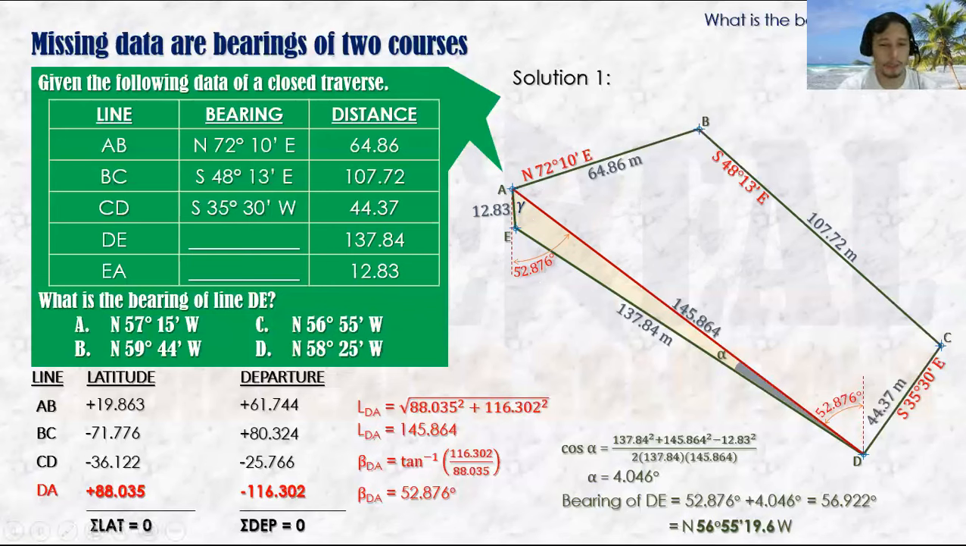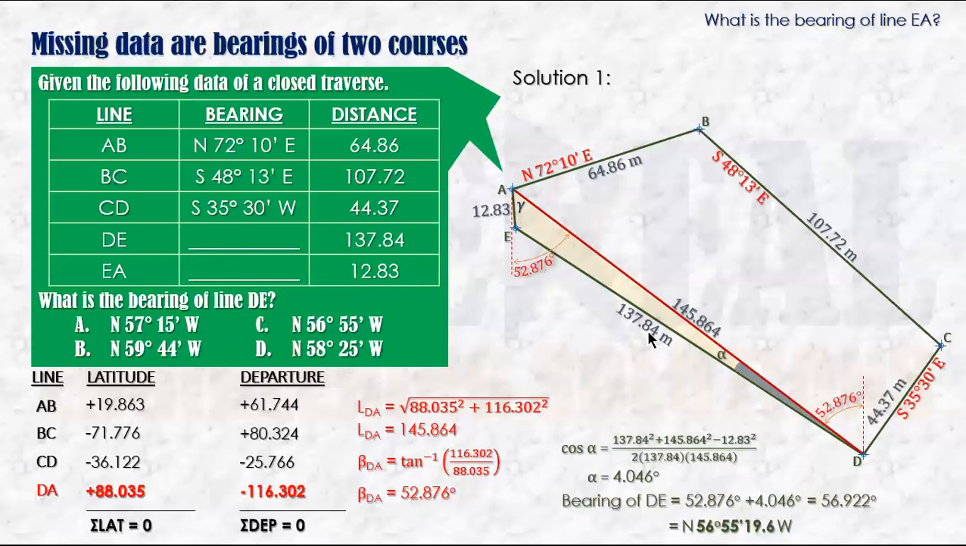So to solve for this gamma, what principle or law in trigonometry will we use? That is the sine law, since we already got alpha. By sine law, the ratio of the side 137.84 to the sine of the opposite angle, that's gamma: 137.84 over sine of gamma is equal to the given 12.83 over sine of 4.046, this is the alpha. Solving for gamma and arranging, we get 49.292 degrees.